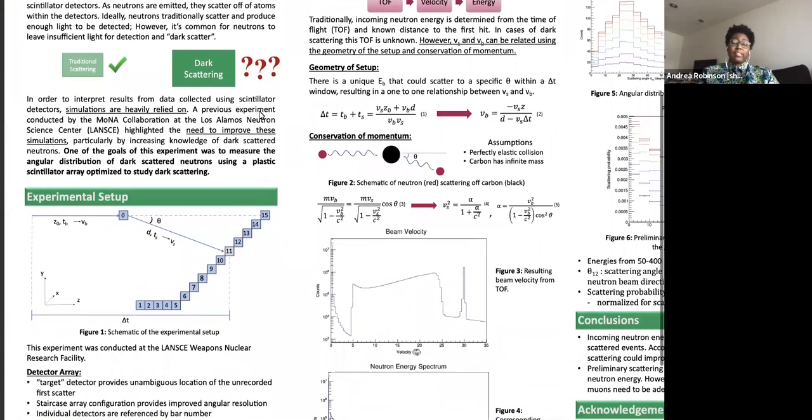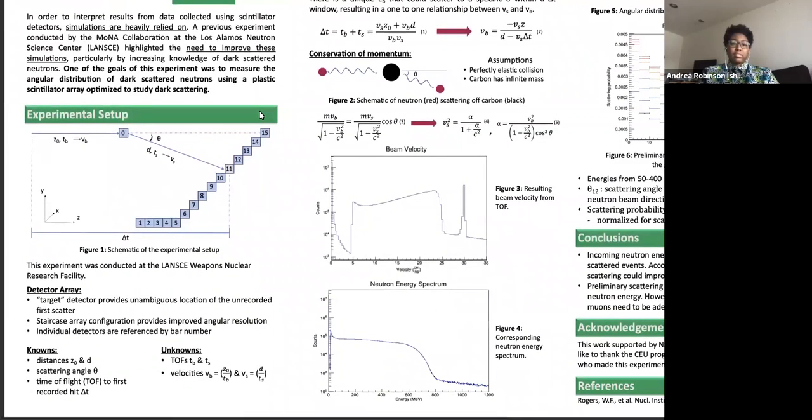Now, looking at the experimental setup, you can see just why this is so good for studying dark scattering. The use of the target detector here provides an unambiguous location of the unrecorded first scatter. And the staircase array configuration provides an improved angular resolution.